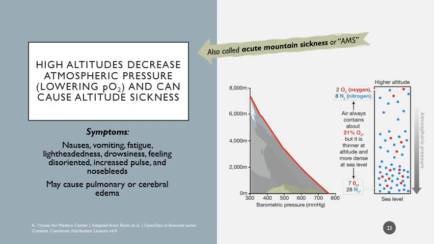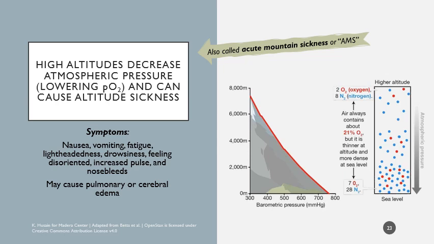So we're going to be thinking about this idea of hypoxemia and how our body monitors it and responds to it in terms of high altitudes. So when we talked about the bends, we talked about this idea of very high pressure. With altitude sickness, that is very low pressure. So moving up in altitude actually decreases atmospheric pressure, which also lowers the partial pressure of oxygen and causes something called altitude sickness or acute mountain sickness, aka AMS.